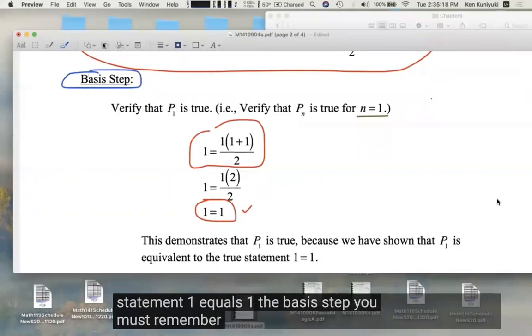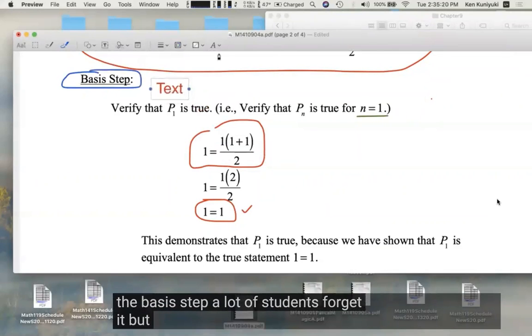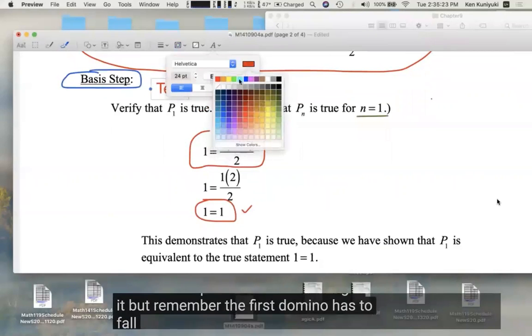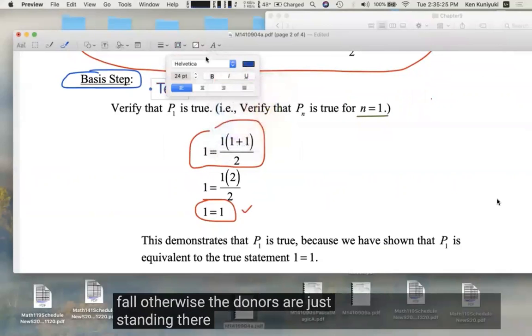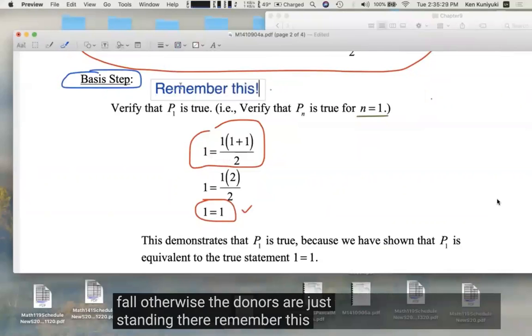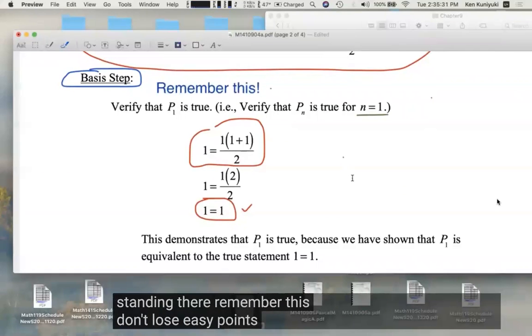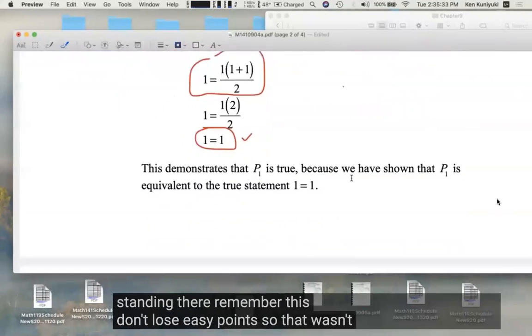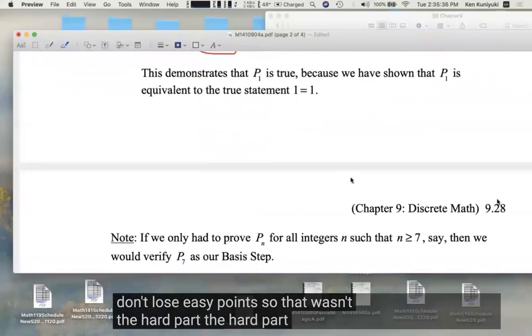You must remember the basis step. A lot of students forget it. But remember, the first domino has to fall. Otherwise, the dominoes are just standing there. Remember this. Don't lose easy points. So that wasn't the hard part. The hard part is the inductive step.